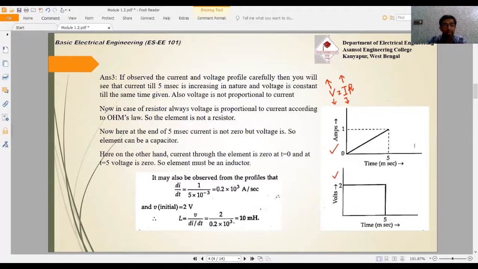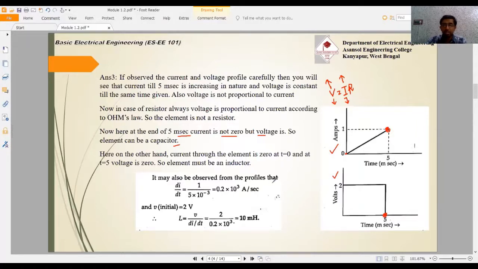Here, at the end of 5 milliseconds, the current is not zero. See this point? Here current is not zero, but at this point, voltage is 0 volt. So it cannot be a capacitor. On the other hand, the current through the element is 0 at t equals 0 here, and at t equals 5, voltage is 0. So this element is none other than an inductor.